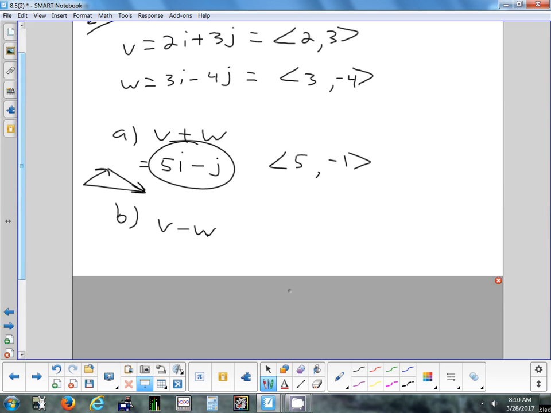Amanda, what's going to be the i component when I do v minus w? How much? Would it be like just i? Not i, you're close. Negative i, because it's 2 minus 3. If I did w minus v, then it would be i. But this is v minus w. So negative i. And Molly, how about the j component?